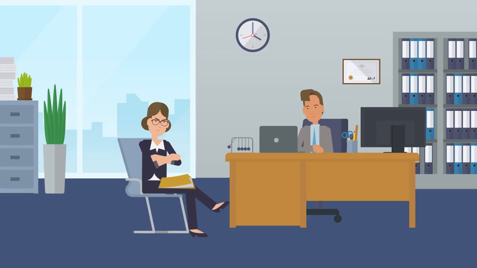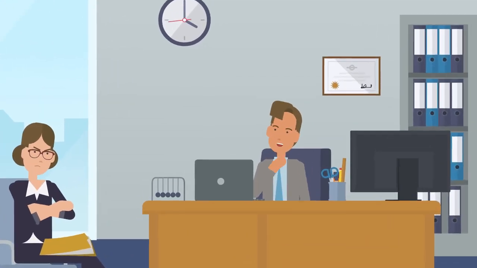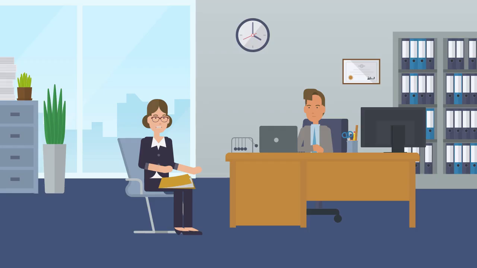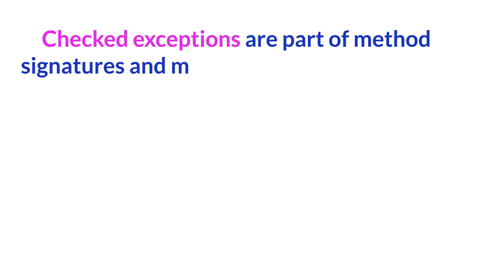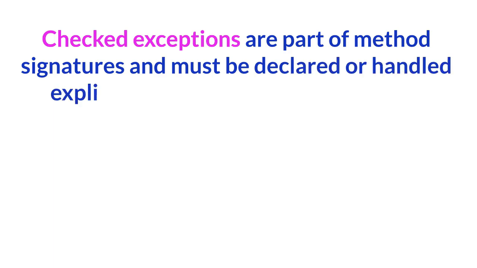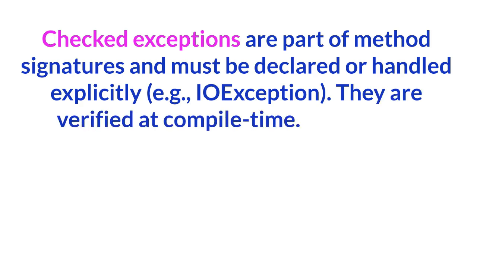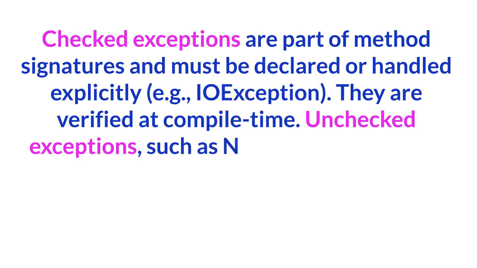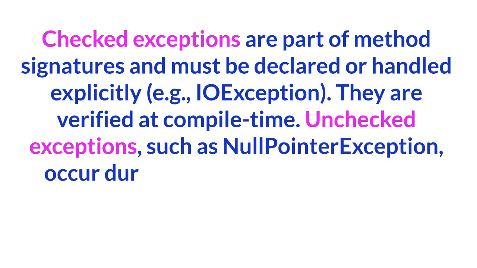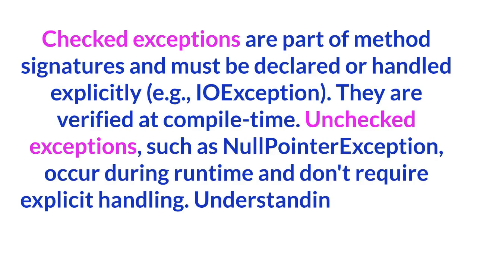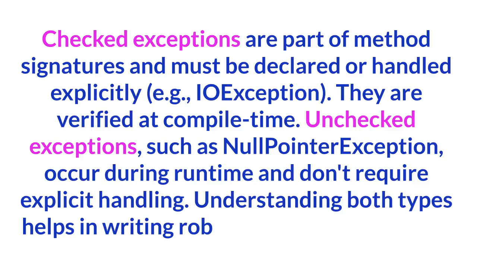What is the difference between checked and unchecked exceptions in Java? Checked exceptions are part of method signatures and must be declared or handled explicitly, e.g., IOException. They are verified at compile time. Unchecked exceptions, such as NullPointerException, occur during runtime and don't require explicit handling. Understanding both types helps in writing robust error handling logic.